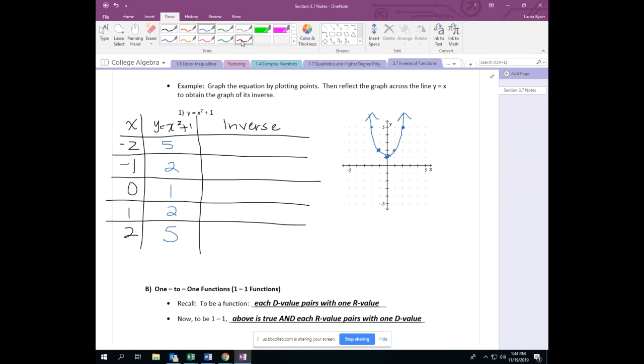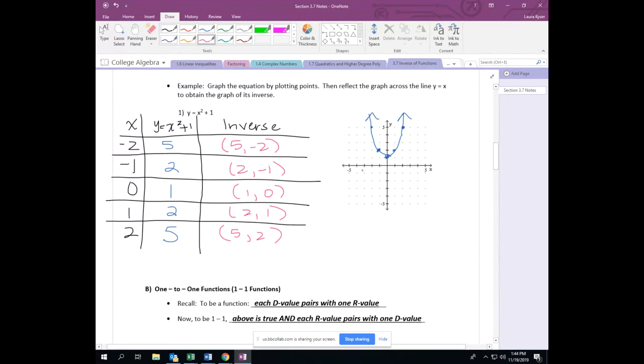I can quickly create the inverse. All I have to do is take each one of these x's and y's and flop them over. So negative 2, 5 becomes 5, negative 2. And negative 1, 2 becomes 2, negative 1, and so on. 1, 0, 2, 1, and 5, 2. Now, plotting these points is going to be my inverse graph.